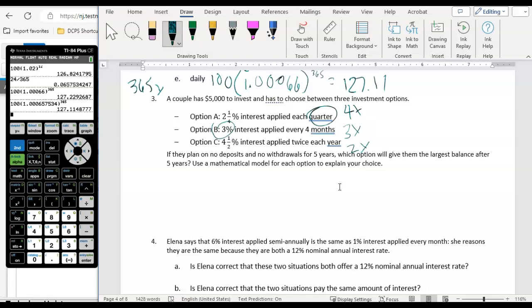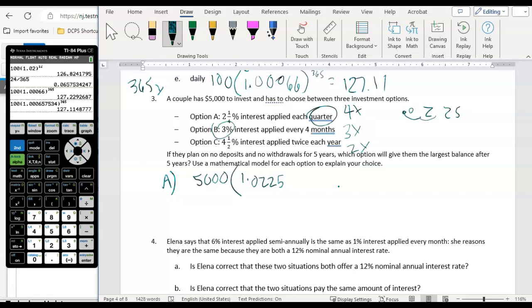Now, I do want to mention that we are looking at these percents here being applied each quarter. So this isn't the nominal interest. This is what percent is being applied each quarter. So our mathematical representation for A would be 5,000 times 1.0225. Okay, and that's because 2.25% is 2.25%. We need to move that decimal over 2, and so it'd be 0.0225.